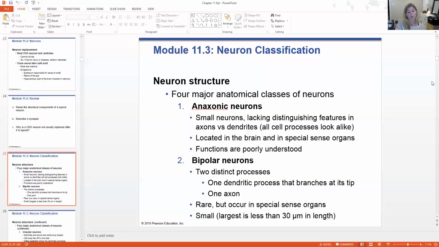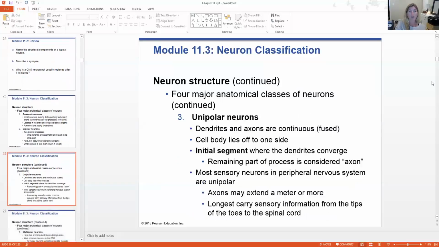There are bipolar neurons, which have 2 distinct processes. They have a dendrite process and an axon process. They're very rare, but they are in special sense organs. Then you have unipolar neurons. These have dendrites and axons that are continuous, so the cell body's lying off to one side. That initial segment is where the dendrites converge, and then the rest of the process is considered an axon. It looks kind of funny. You'll see the picture. Most sensory neurons are unipolar, and the axons can be very, very long, up to 1 meter, 3 feet in length. That's pretty long.